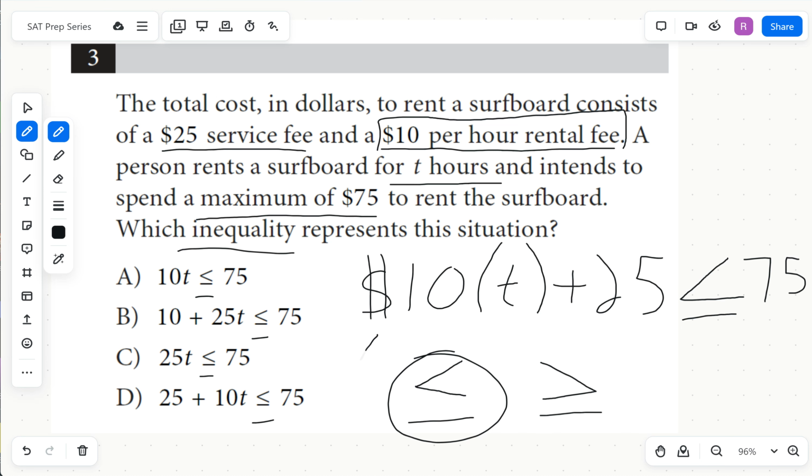So it looks like here our answer is going to be answer choice D, and even though it's not an exact match to what we wrote here on the right, what we should remember is that the addition property is commutative, meaning order doesn't matter. So it doesn't matter that answer choice D says 25 plus 10t, and what I wrote says 10t plus 25, because addition is commutative, meaning we can flip-flop those orders and we still have the same expression.